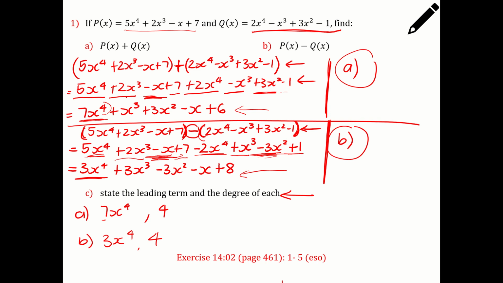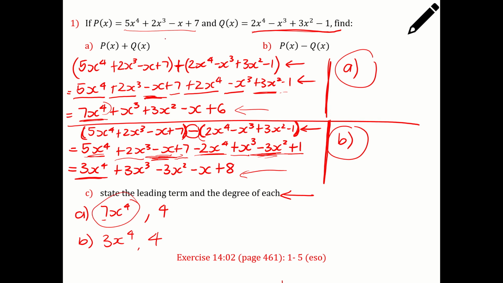So let's go back. If I'm adding these two together, I've got an x to the power of 4 here and an x to the power of 4 here. So when I add these two together, the highest power that I can still get is to the power of 4. So that's straight away going to be my degree. And I can see that if I'm going 5x to the power of 4 plus 2x to the power of 4, I'm going to have 7x to the power of 4 as my leading term.